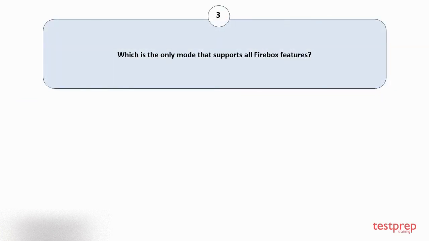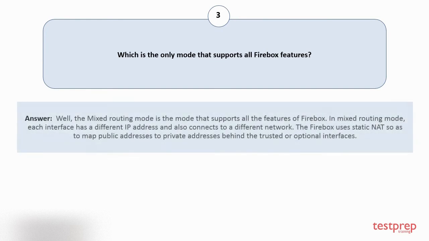Question number 3, which is the only mode that supports all Firebox features? Your answer is well, the mixed routing mode is the mode that supports all the features of Firebox. In mixed routing mode, each interface has a different IP address and also connects to a different network. The Firebox uses static NAT so as to map public addresses to private addresses behind the trusted or optional interfaces.